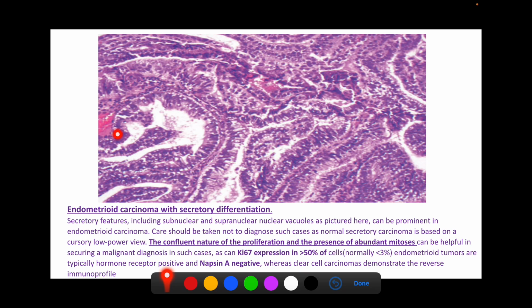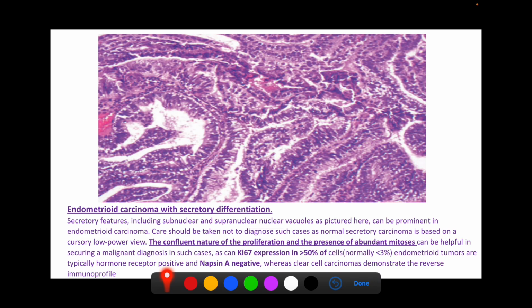Here these glands show some of the cells with subnuclear vacuoles and some of the cells with supranuclear as well as subnuclear vacuoles. So it is called secretory differentiation, and care should be taken not to diagnose such a case as a normal secretory endometrium based on the low power view. We have to look for mitosis as well as Ki67 expression. If more than 50% of cells show this expression, it is suggestive of endometrioid carcinoma.